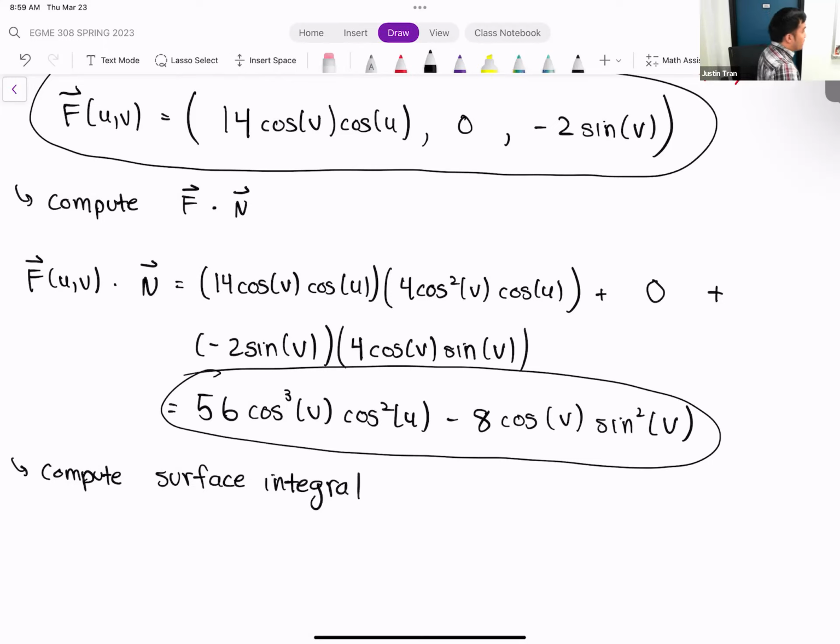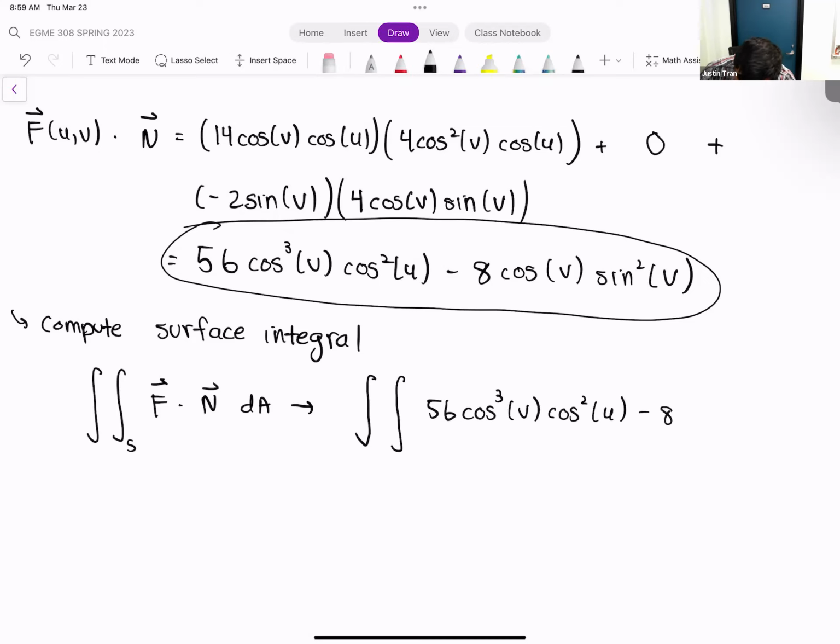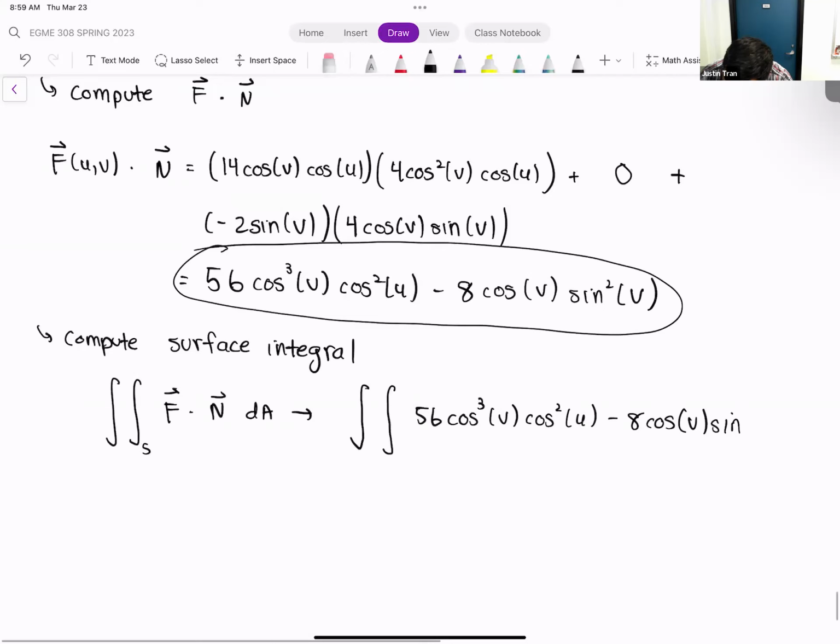So now that we've computed the dot product, we are ready to compute the surface integral, because that dot product is our integrand for the surface integral. Okay, and so our surface integral, remember, is like this. If we plug in, we have the double integral of 56 cosine cubed of v cosine squared of u minus 8 cosine v sine squared of v. Okay, there you go, du dv.